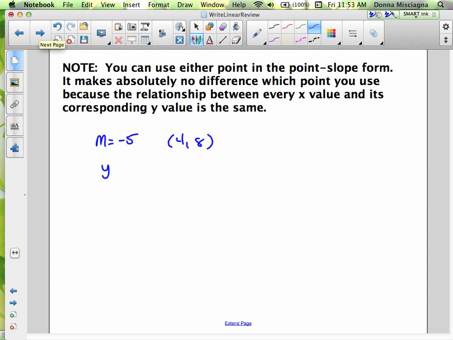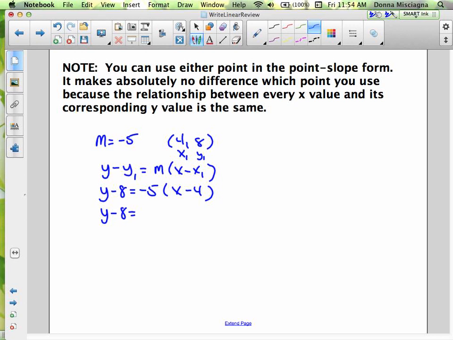So remember, the point-slope form of the equation is y minus y1 equals m times x minus x1. All right, we'll substitute. So this is our m, this is our x1, y1. Right, so we have y minus 8 equals -5 times x minus 4. We'll distribute the -5. We have y minus 8 equals -5x. -5 times -4 is a positive 20. And now we'll add 8 to both sides.